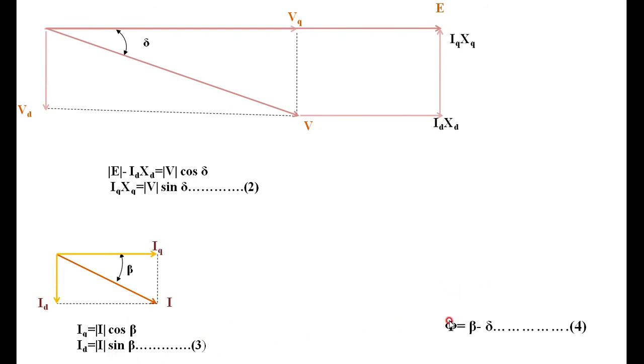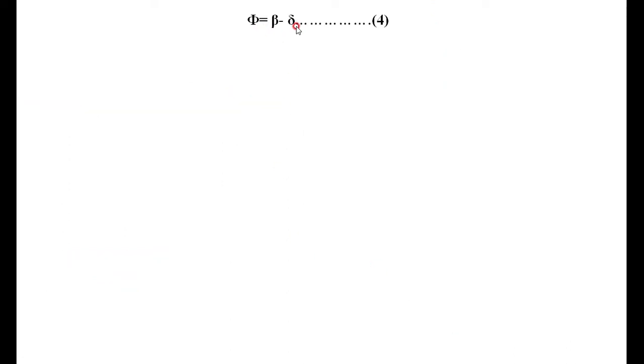Then what I am doing here is, I am starting with phi is equal to beta minus delta. I am taking the last equation. I am taking the cos function on both sides. Then what I am getting here is cos phi is equal to cos of beta minus delta. If you expand it, it is cos A cos B plus sin A sin B, thus cos beta cos delta plus sin beta sin delta. Then I am multiplying both sides with I, so that what I am getting here is I cos phi is equal to I cos beta cos delta plus I sin beta sin delta.